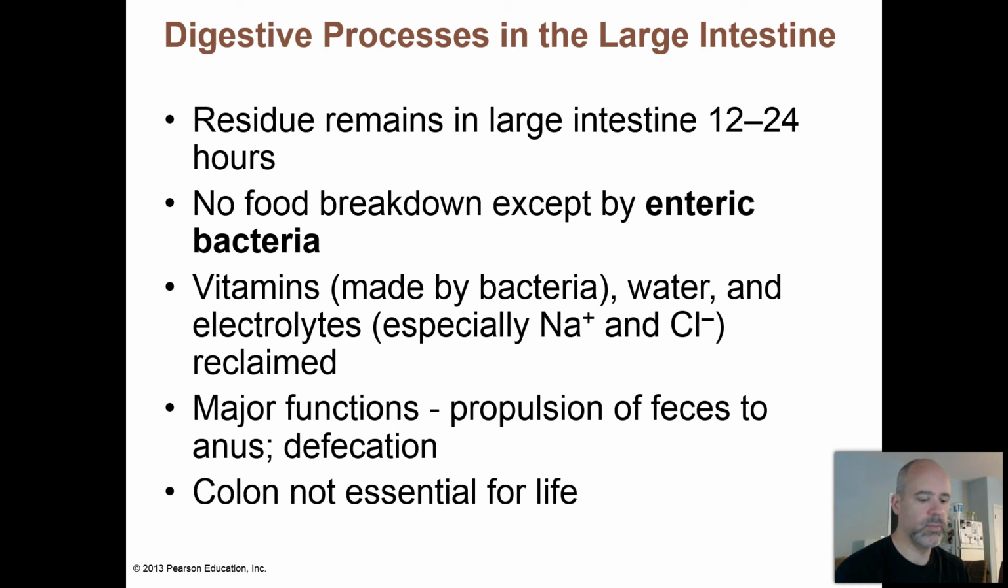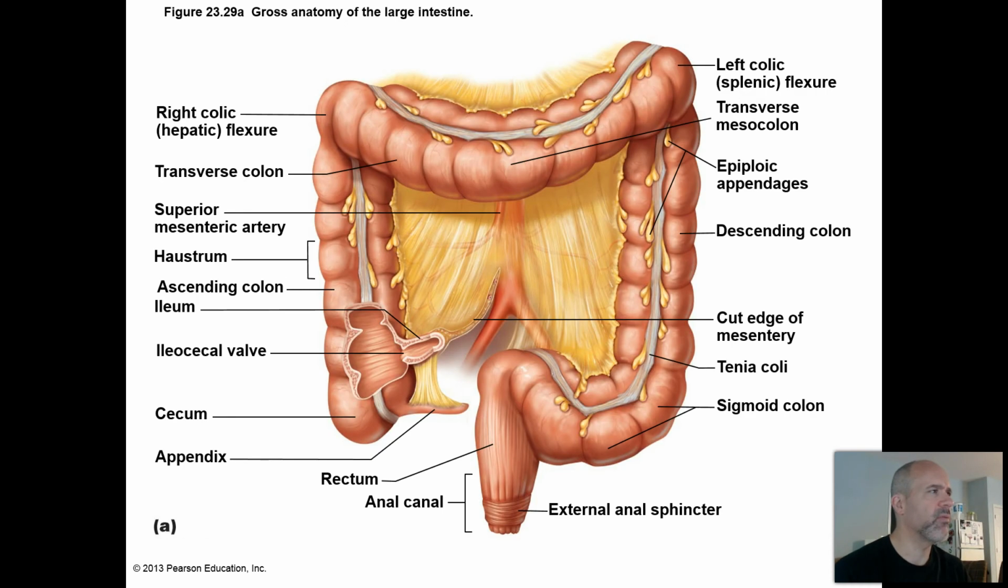Moving along. Let's talk about a couple of other features on here. The Taenia coli, these little strips you see along the colon, those are muscular strips which also contract, smooth muscle contractions that help squeeze and propel the feces that are forming in the colon forward towards the rectum and the anal canal.